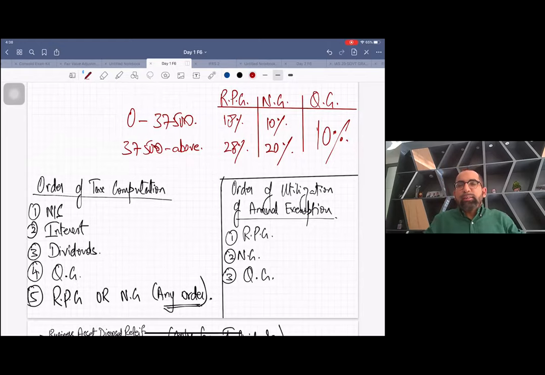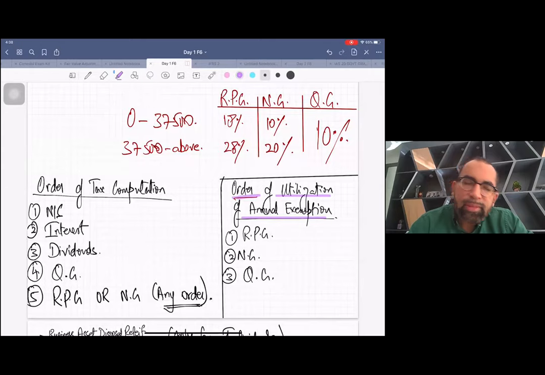Please listen again. There are three types of gain. The first one is RPG. The second one is NG, normal gain. And the third one is QG, qualifying gain. Okay. Now for RPG, the rates are 18 and 28%. For normal gain, the rates are 10 and 20. And for QG, there is a flat tax rate of 10%. Now, order of utilization of annual exemption. For example, you have these three gains in one fiscal year. Attention, students, please don't sleep.